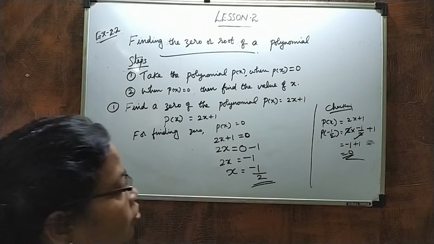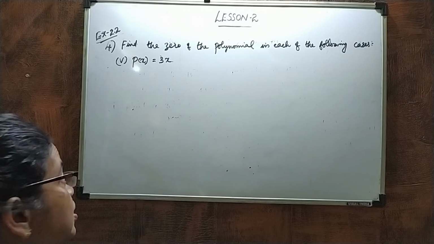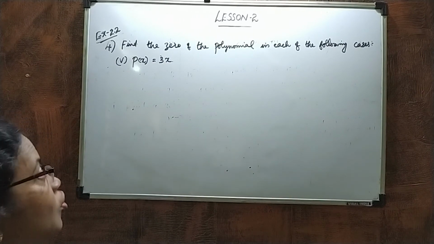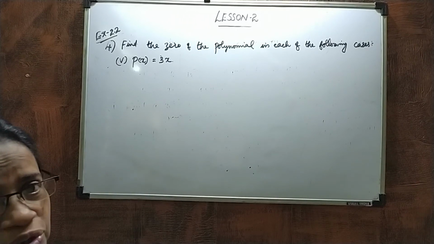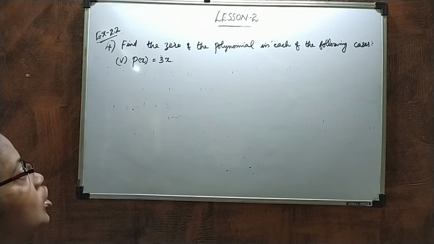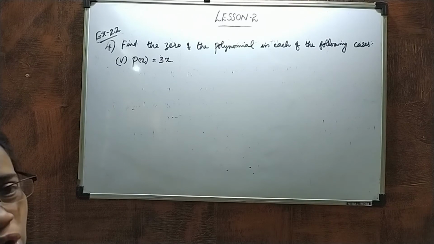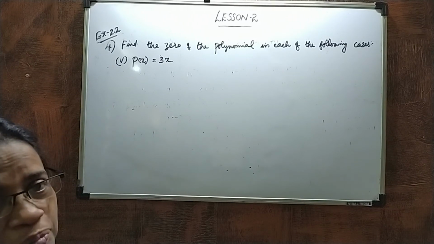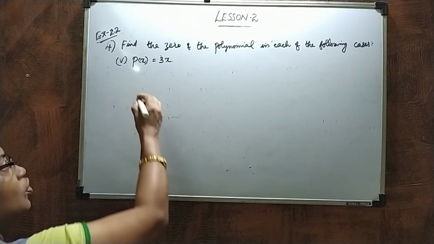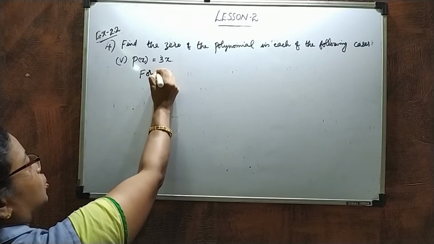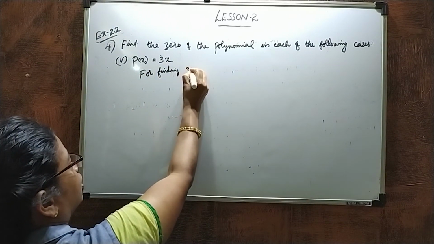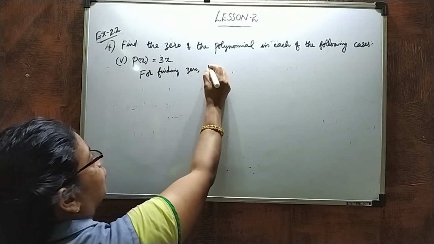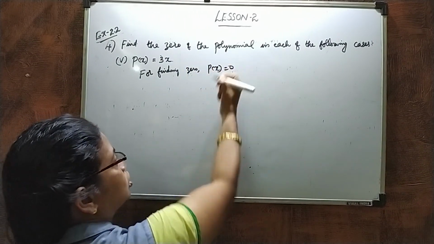Then next question now. Again we are going to do exercise number 2.2, fourth one. Find the 0 of the polynomial in each of the following cases. We are starting with the 5. Okay, fifth question. P of x is equal to 3x. Now you have to find out the 0 of the polynomial. So what is the next step then? For finding the 0, what you have to do? P of x should be equal to 0.